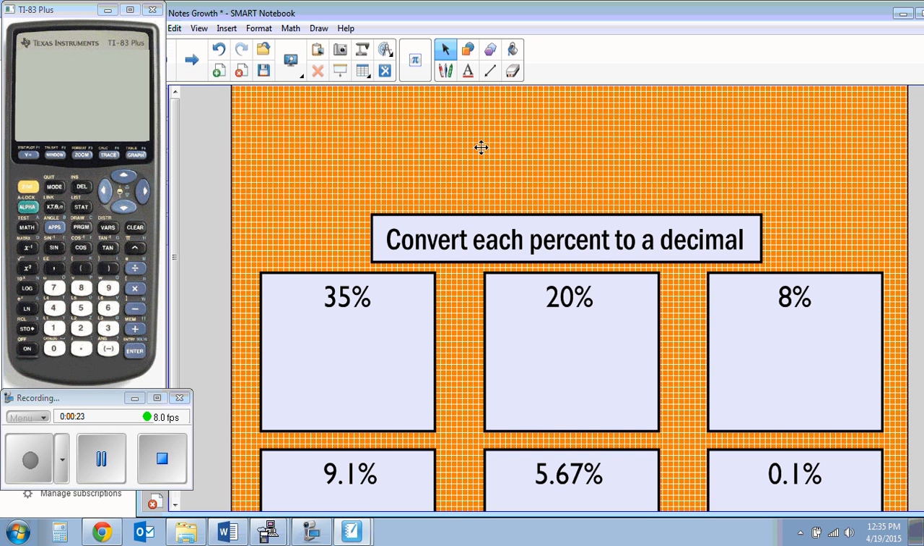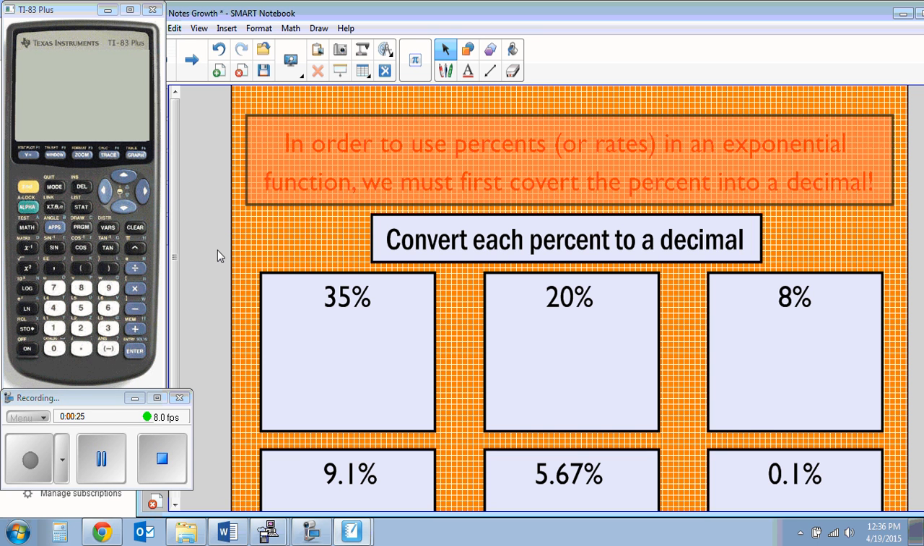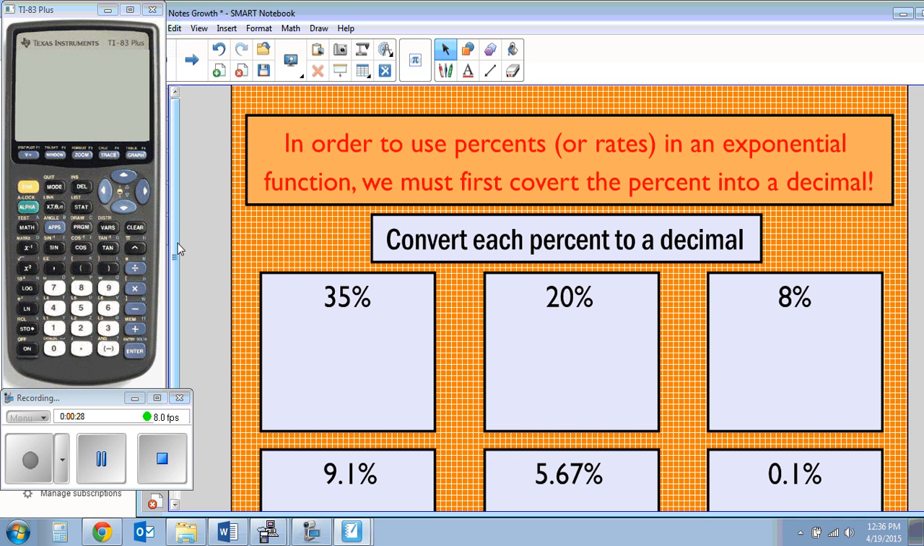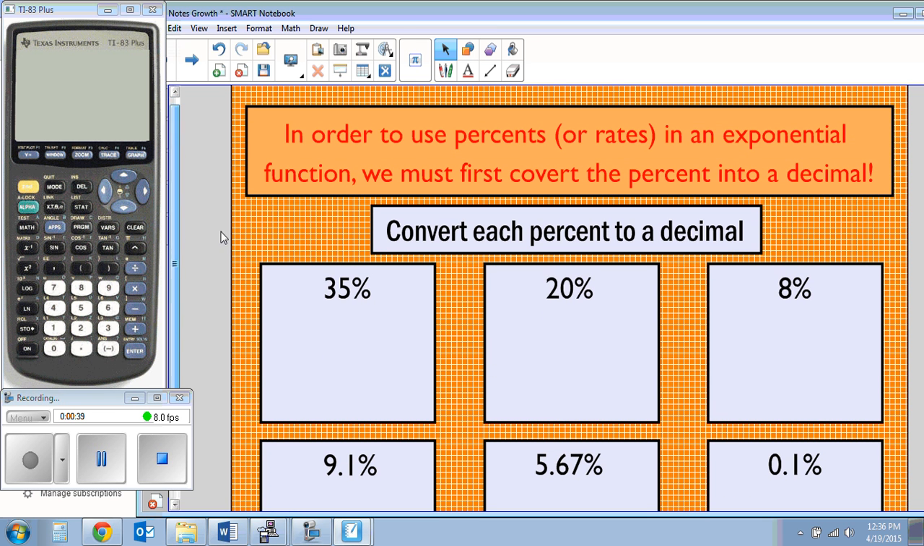So before we start, we have to make sure that we are able to convert percents to decimals. The reason for that is in order to use percents, or as we call them rates in these problems, in an exponential function, we must first convert these to a decimal. This is kind of review. You take this number, which is 35.0. For a decimal, you move the decimal place over 2 points. And that is what it is as a decimal, because it's 0.35.